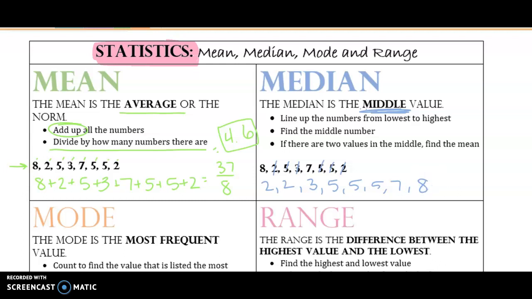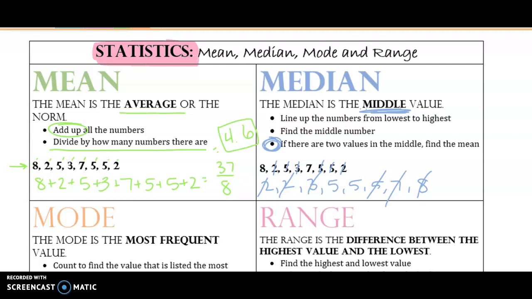So what I like to do is cross a number off at the end, cross a number off at the beginning. Or wait, I just did that backwards. Okay, then another one. Oh, we have 2 numbers in the middle. So this lovely bullet point right here tells us what to do. If there are 2 values in the middle, find the mean.